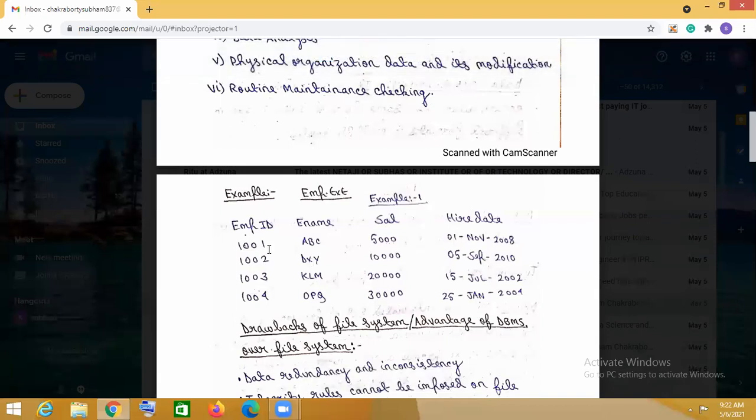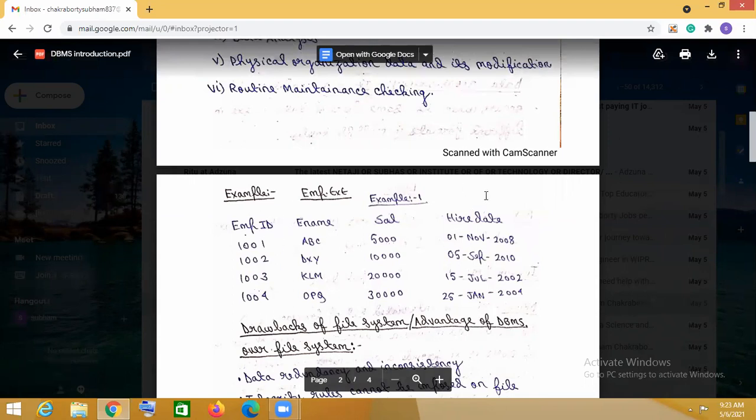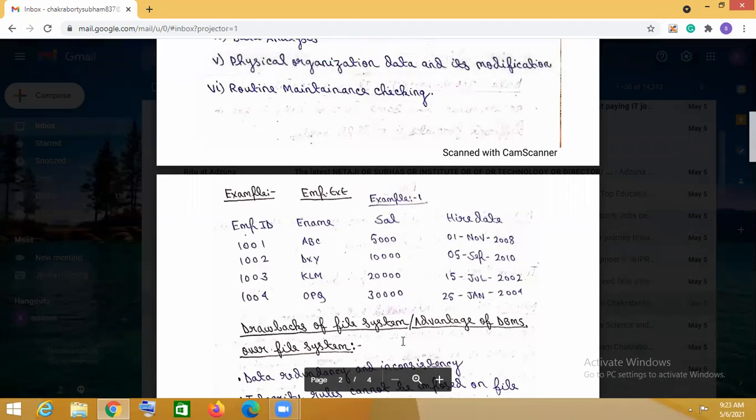Now in employee ID, you can see some values are stored. In employee name, some values are stored. In salary, some values are stored. And in hire date, some values are stored. So this is what a database looks like. In a database, this type of data is stored in table format. See, that's how data is stored in any database, in table format.